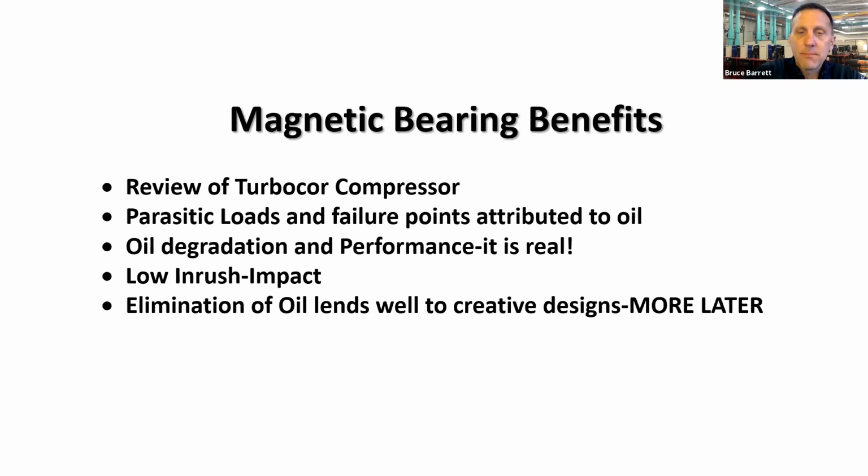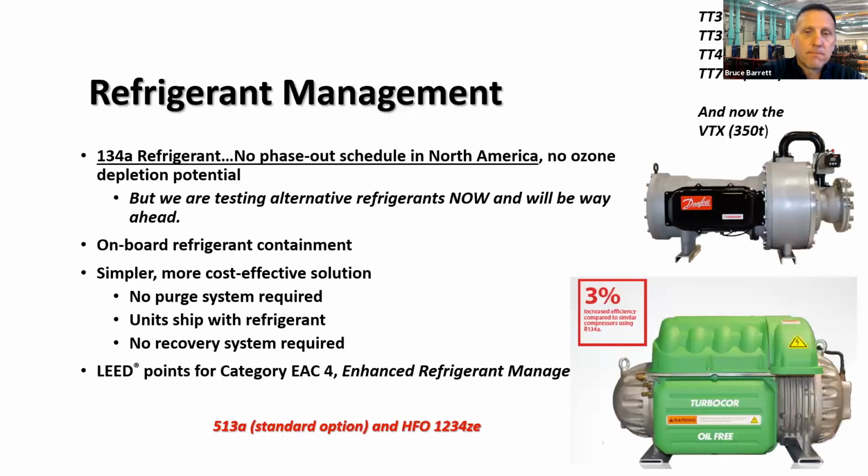What does that mean for system design for chillers? 134A is our standard. Right now, there is no phase out date for 134A. However, we're prepared. We do offer 513A as a very easy clickable option. Make some small tweaks to the controls. The pressures are very similar. And a special 1234ZE option. That is quite a bit different. You need a lot more surface area to get the same capacity.